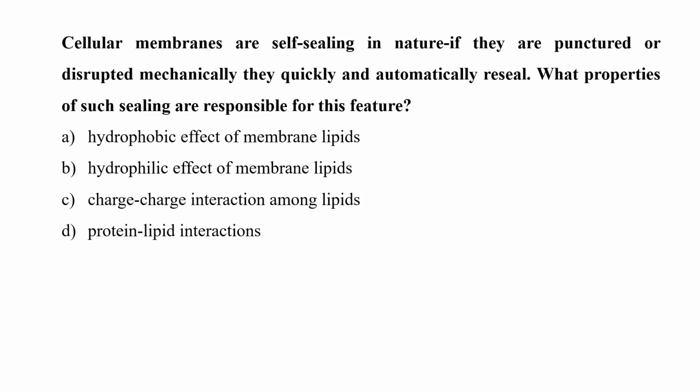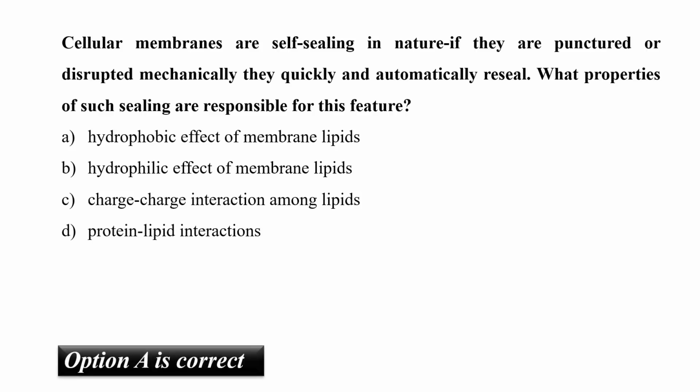Cellular membranes are self-sealing in nature. If they are punctured or disrupted mechanically, they quickly and automatically reseal. ये जो properties आती है ये hydrophobic interactions की वजह से आती है, because hydrophobic interaction they drive the membrane formation, और अगर कहीं पे भी उसे पंक्चर कर दिया जाए तो they have a property to reseal them. तो इसीलिए इसमें क्वेश्चन का आंसर होगा ऑप्शन ए, हाइड्रोफोबिक इफेक्ट्स ऑफ मेम्ब्रेन लिपिड्स. आप देख रहे हैं क्वेश्चन बहुत आसान है, बहुत सिंपल बेसिक कॉन्सेप्ट्स पे हैं.